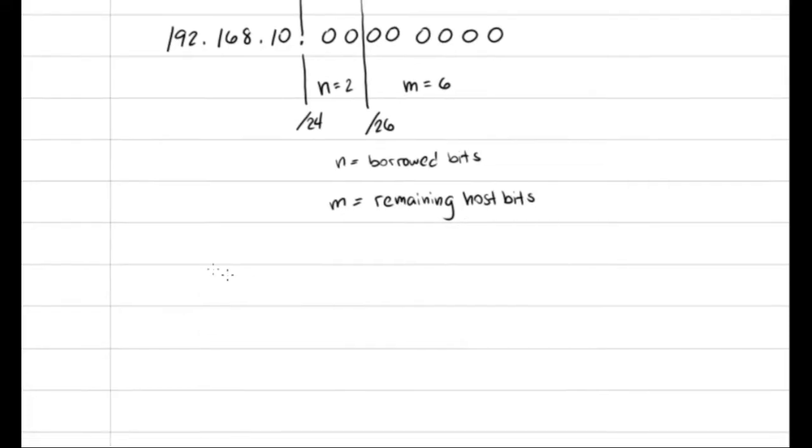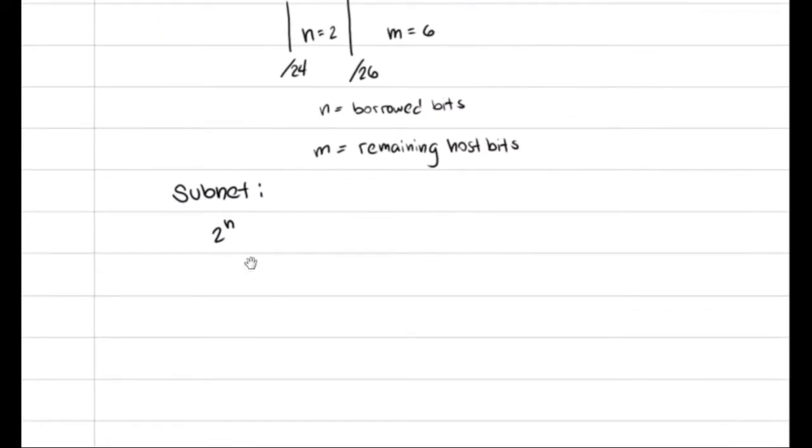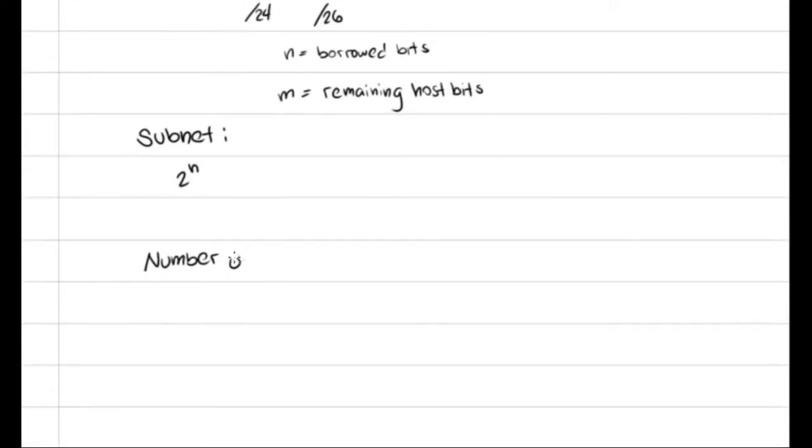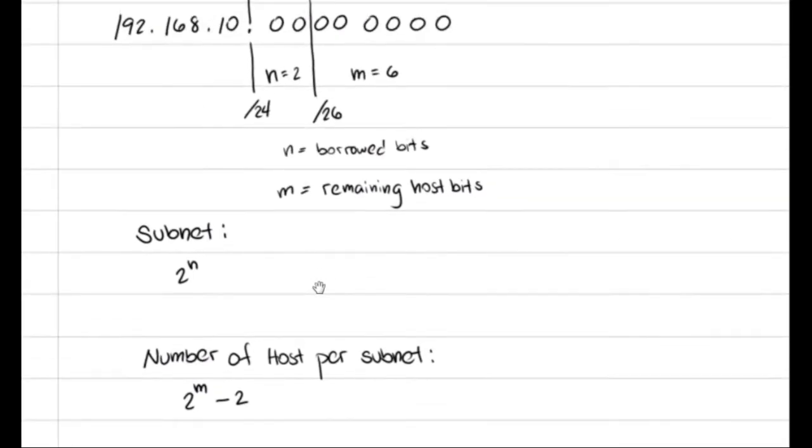Okay, so the next step is to compute for the subnet. So the formula for the subnet is 2 to the power of n. So our n is 2, so it will be 2 to the power of 2. The next step will be the number of hosts per subnet. The formula for the number of hosts per subnet is 2 to the power of m minus 2.